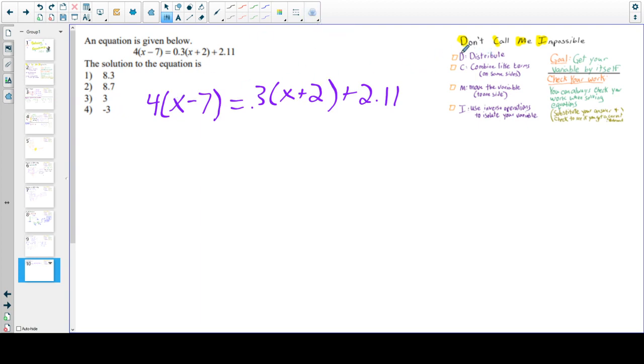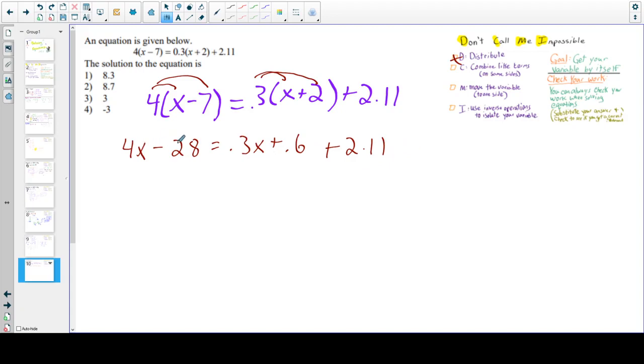So let's try it. Can I distribute? Yeah, over here, 4 times x is 4x. 4 times negative 7 is negative 28. Now, this is 0.3. 0.3 times x is 0.3x. 0.3 times 2 is 0.6, so plus 0.6. And that's it for distributing, so I'm going to bring everything else down. So you had to distribute twice.